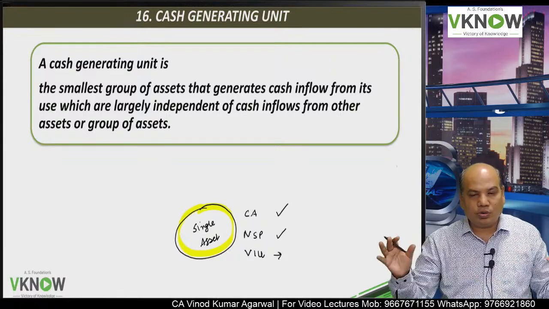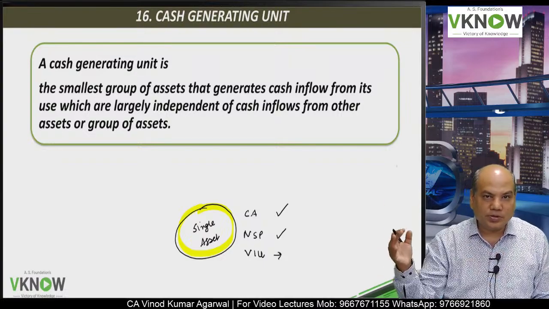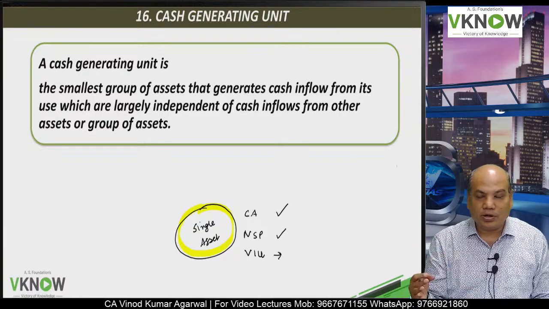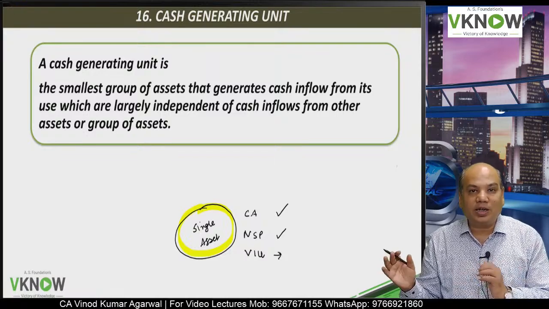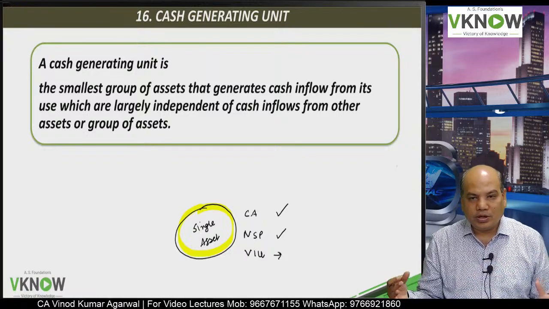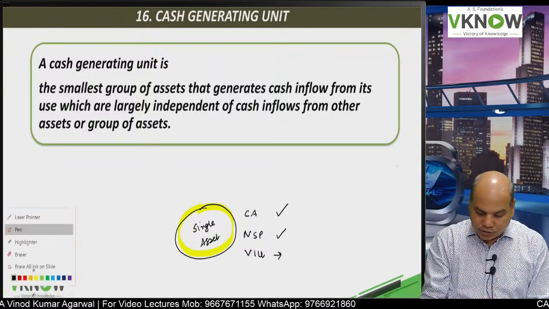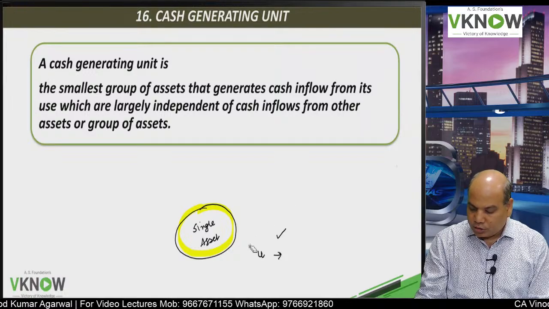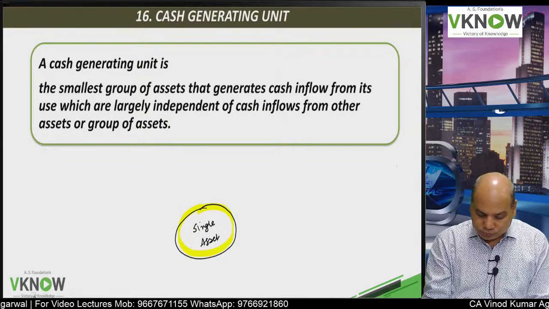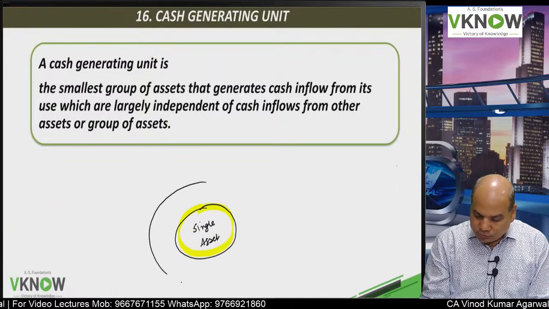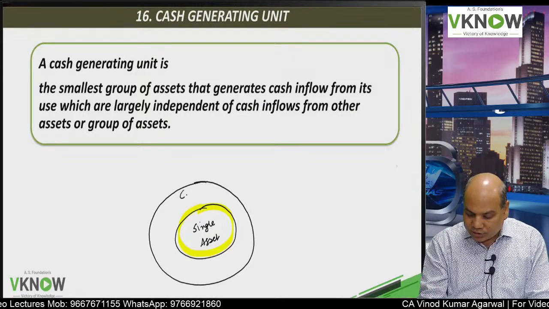If you look around you, suppose you go to a factory, in that factory there are hundreds of machines, equipment, computers, furniture. An individual asset may not generate independent cash flow. They generate cash flow by working together as a unit. Therefore, the standard says if you cannot compute the recoverable amount of a single asset, then you go to the cash generating unit.